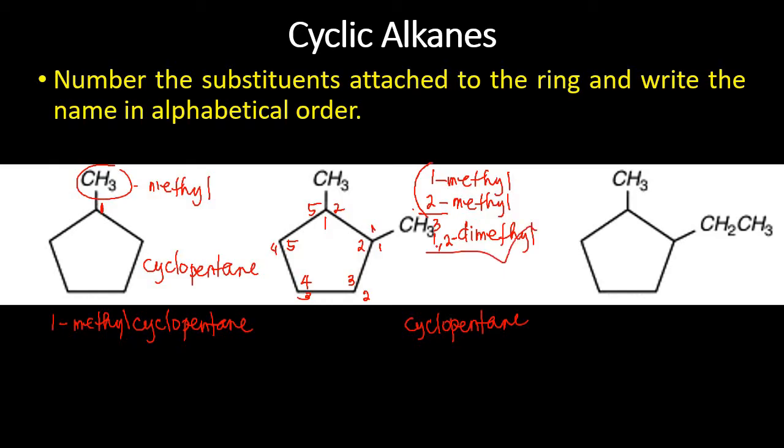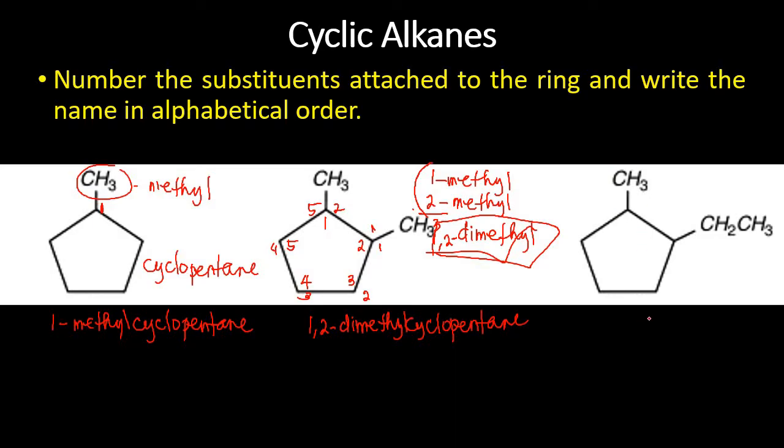So this one will be our substituents. And then we attach that to our parent chain. We have 1, 2, dimethyl. Sorry for my penmanship. Okay. So the final answer will be 1,2-dimethylcyclopentane. In our third example, we have different groups attached to our parent chain.